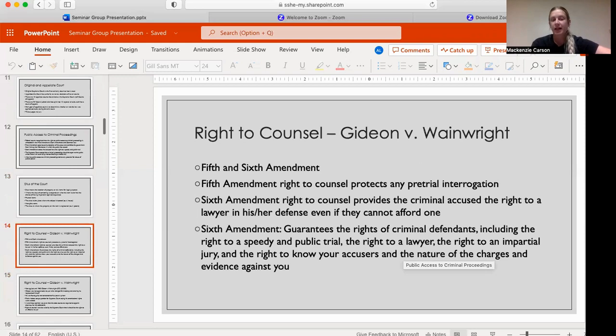My next one was right to counsel, Gideon versus Wainwright. It is embedded in the Fifth and Sixth Amendments. The Fifth Amendment right to counsel protects any pretrial interrogation, and the Sixth Amendment right to counsel provides a criminal accused the right to a lawyer in his or her defense, even if they cannot afford one. So one should be appointed for them. The Sixth Amendment guarantees the rights of criminal defendants, including the right to a speedy and public trial, the right to a lawyer, the right to an impartial jury, and the right to know your accusers and the nature of the charges and evidence against you.